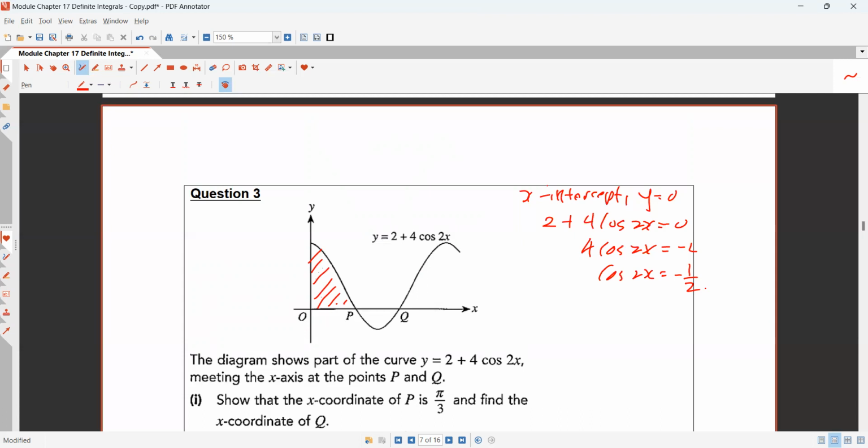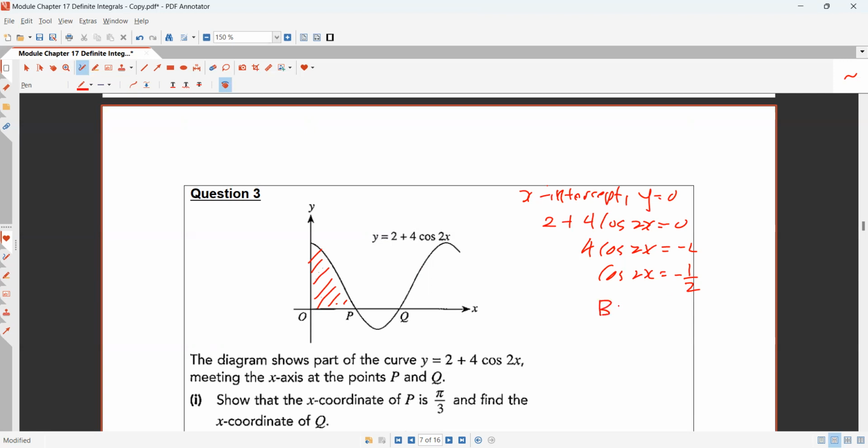Do you get this one? Cos 2x equal to negative half. Okay, then which quadrant is negative for cos? Second and third, right? Because all science teacher crazy. So only the second and the third.